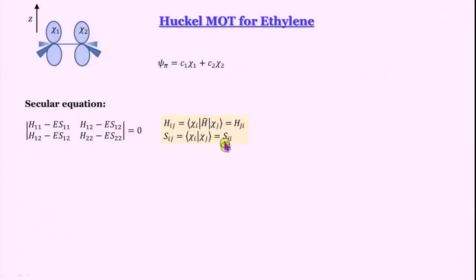Once again, remember that Hij, where i and j can be 1 and 2 in this case, is equal to Hji, and this is the form. Sij of course is equal to Sji, and this is the form. Now, let me remind you of this interesting aspect of Huckel MOT. We do not have to write the Hamiltonian, okay? We try to formulate without doing it explicitly.